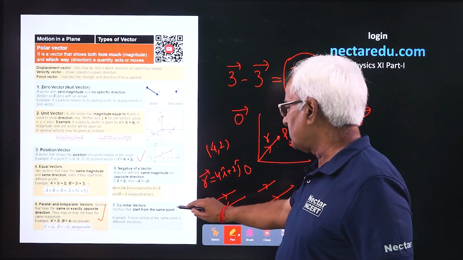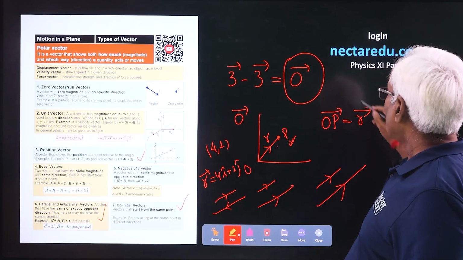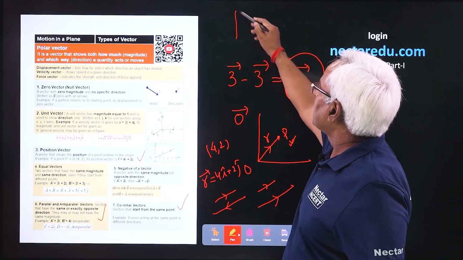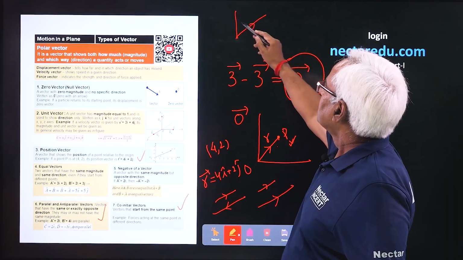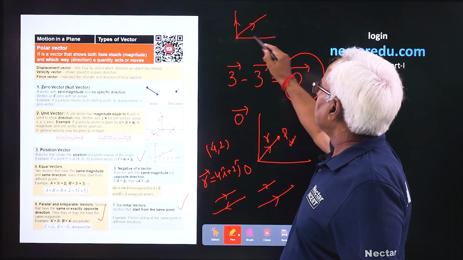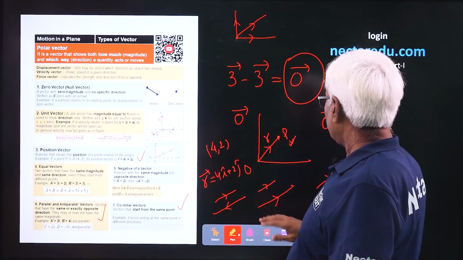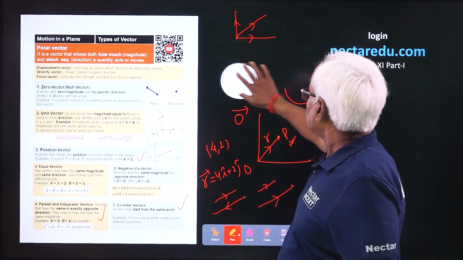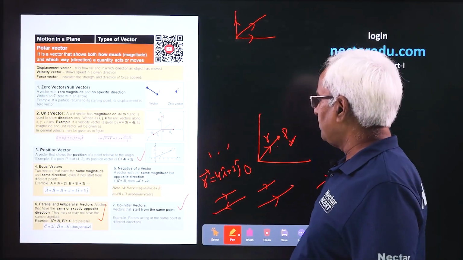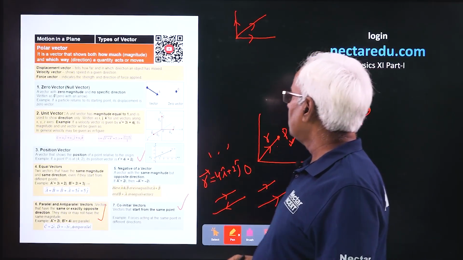When you say the vectors are co-initial, it simply means the starting point shall be one, might be any number, might be in any direction. If they are having the same starting point, they would be known as co-initial vector.